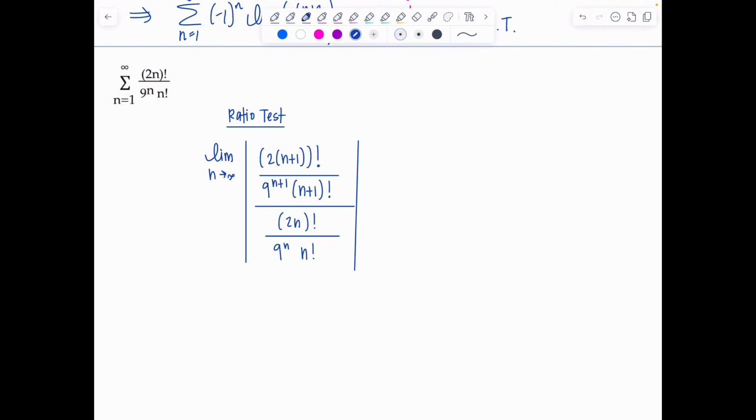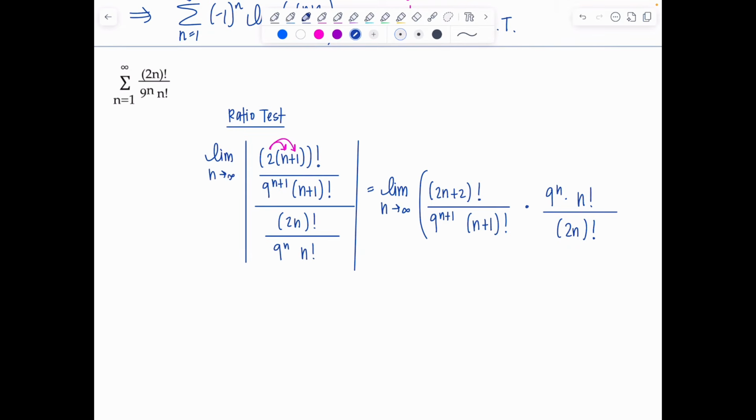Okay, now nothing's negative, no alternating terms, so I'm just going to switch to parentheses. I don't have to keep absolute value. This is limit, n goes to infinity. This 2 distributes. So now I have (2n plus 2) factorial over 9 to the (n plus 1), (n plus 1) factorial. And then divided by, which means I'm going to multiply by the reciprocal of the denominator. So we'll have 9 to the n, n factorial, over (2n) factorial.